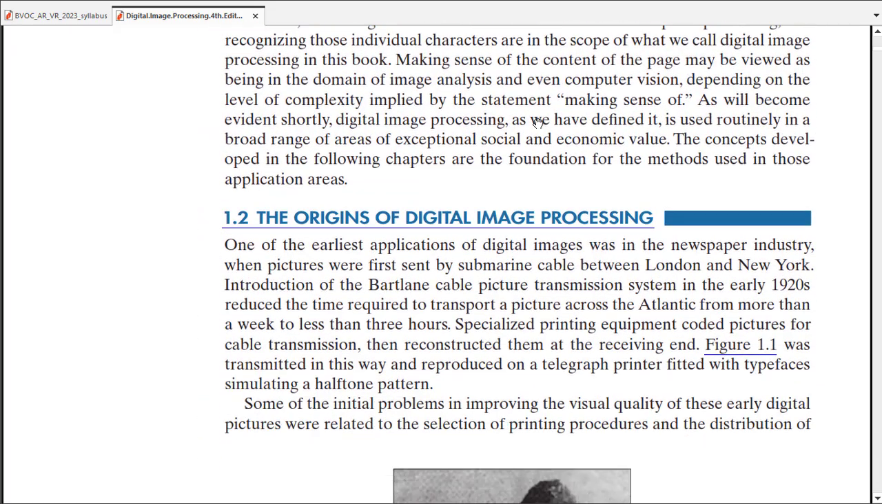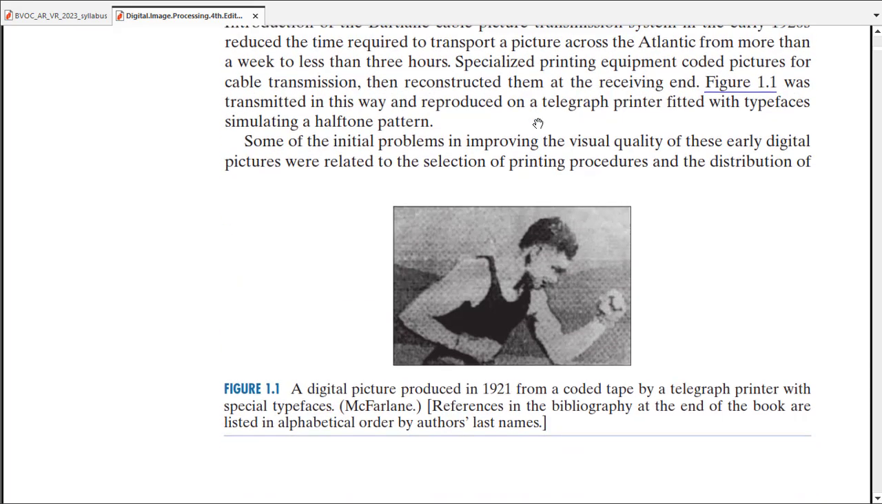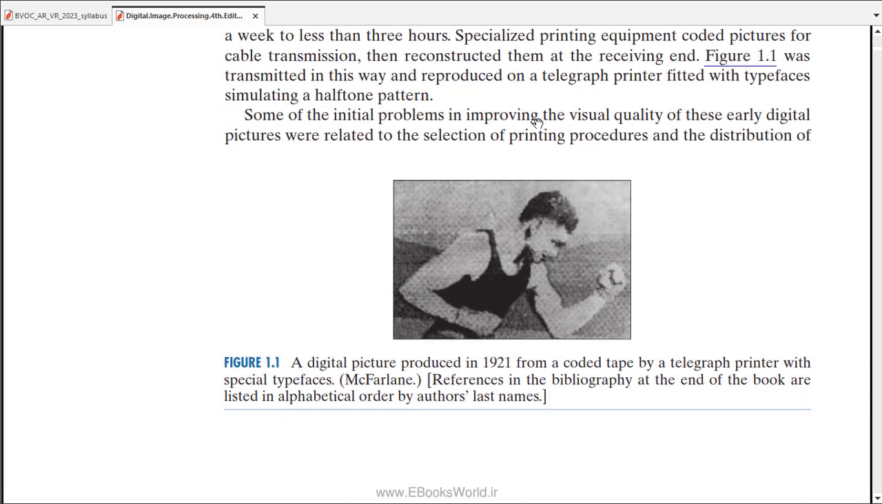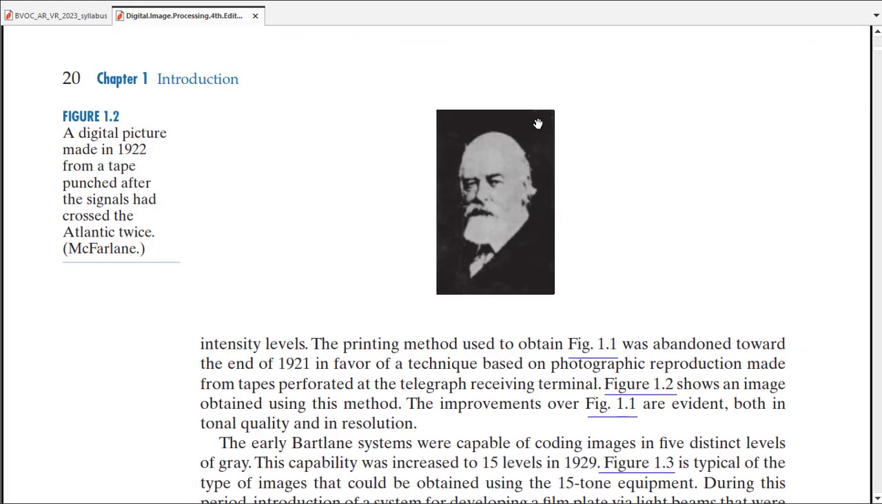Regarding the origin of digital image processing, the first digital pictures were produced in the year 1921 from coded tape by a telegraph printer with special typefaces. That is McFarlane. A digital picture was made in 1922 from a tape punched after the signal had crossed the Atlantic twice. That is McFarlane.